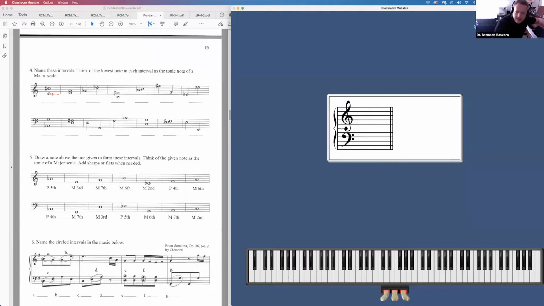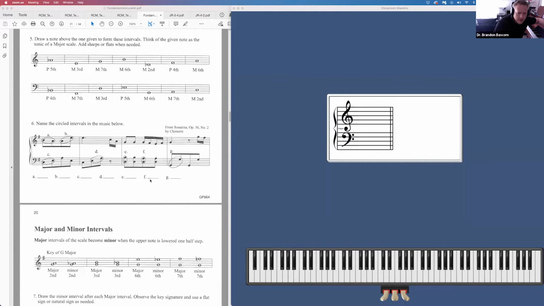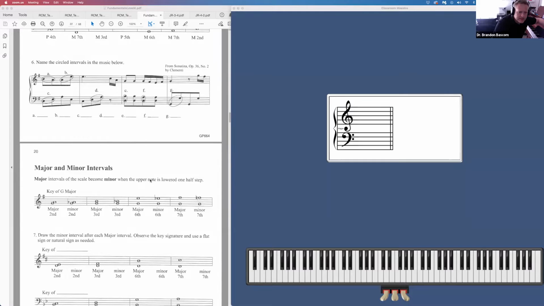In part 6, we are identifying the intervals of the circled notes. This is from a piece by Muzio Clementi.